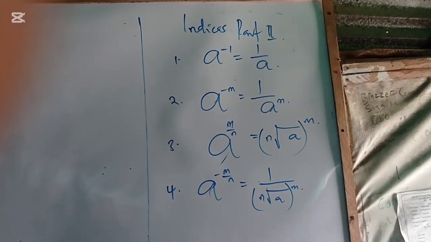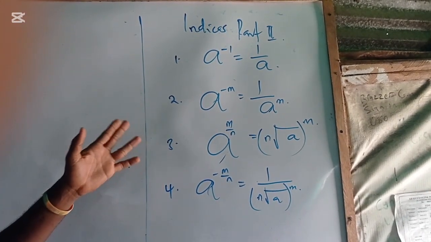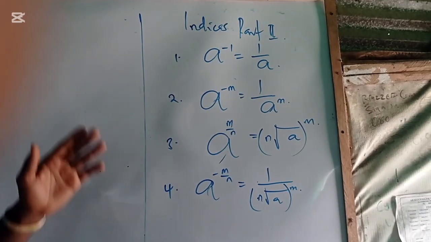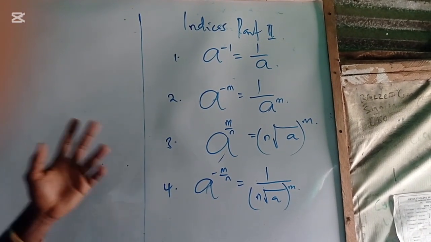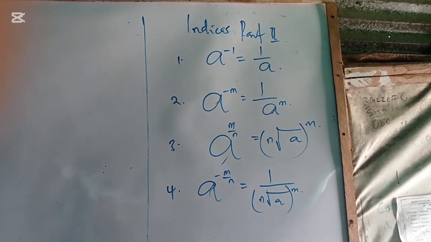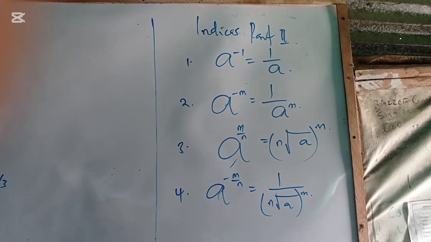From yesterday's class or the previous class, we were able to explain indices from the first part. We explained the addition, the subtraction, the bracket law, and the zero law. Now, this is an extension of the class. If you are not able to watch the class, the link is attached.